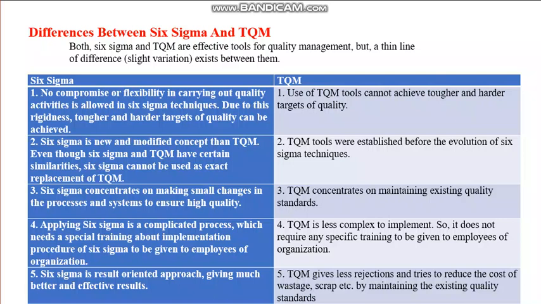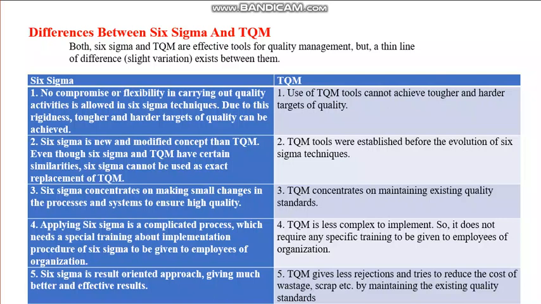The second one is Six Sigma is a new and modified concept than TQM. So TQM came earlier, Six Sigma came later. So it is a new one, and it is taken from the other things, and it has evolved. Therefore, it is a modified concept than TQM. So naturally, you can say TQM being a concept that has evolved earlier, and Six Sigma being new. This has certain advantages over TQM.